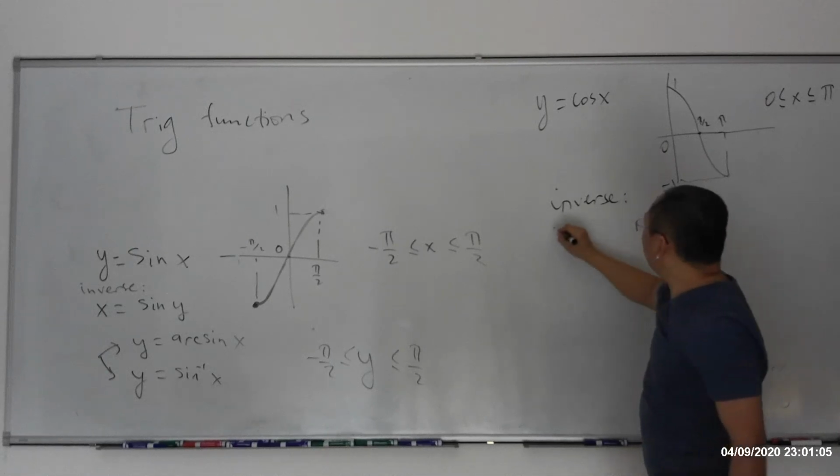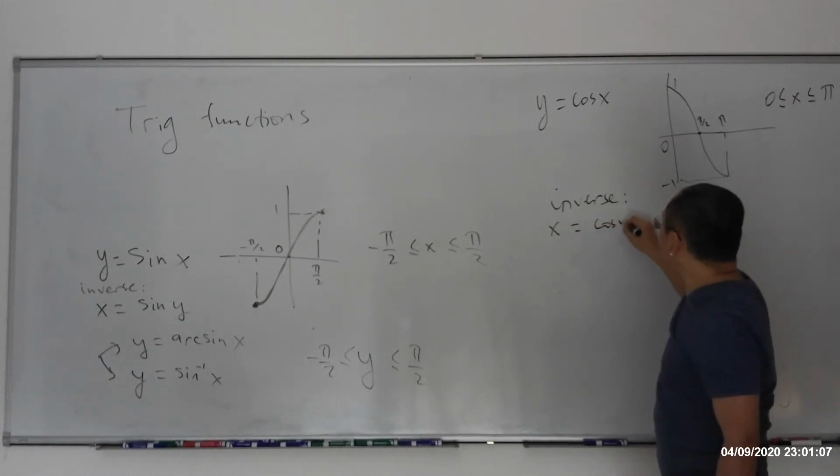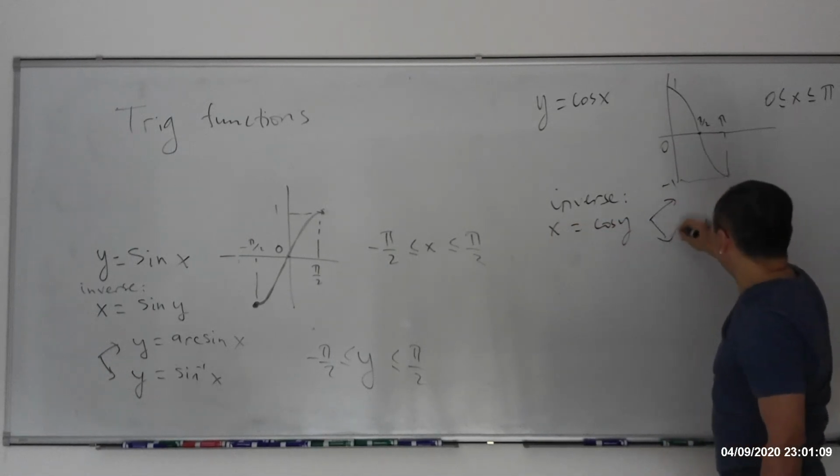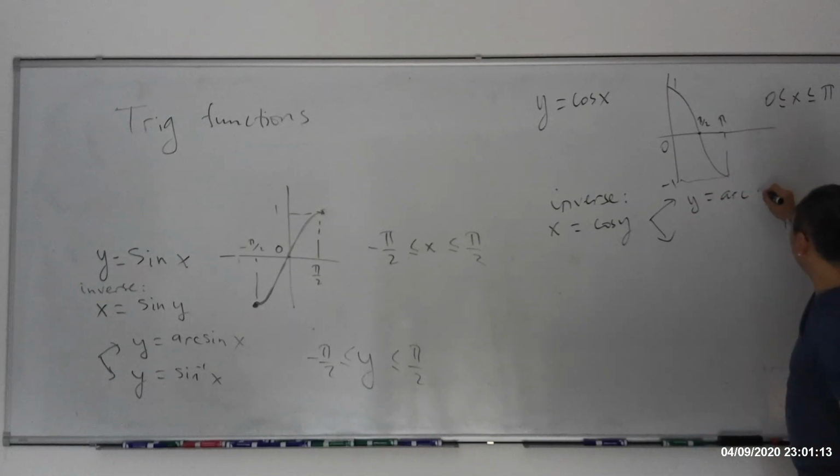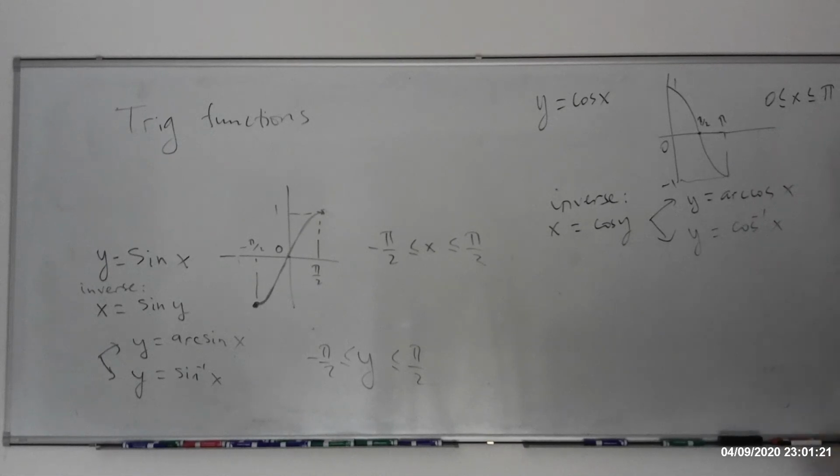The inverse is going to be x equal to cosine of y, and of course we don't write it this way, we write y equal to arc cosine of x, or y equal to cosine inverse of x. Either way of writing would be good. And the condition for y is 0 less than or equal to y less than or equal to pi. Change y to x, x to y.